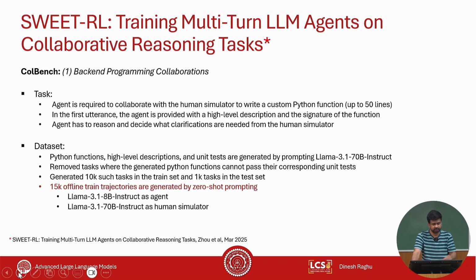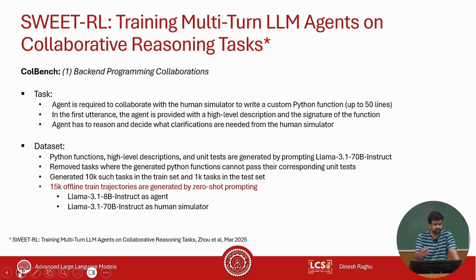Now what they did was they gave the initial utterance. They have a user simulator at hand, right? So the user simulator gets access to the entire Python code. So what they did is they used the Llama 3.1 8 billion model, which is a small language model, as the agent, right? And the human simulator is done by 3.1 70 billion, a slightly bigger model, right?